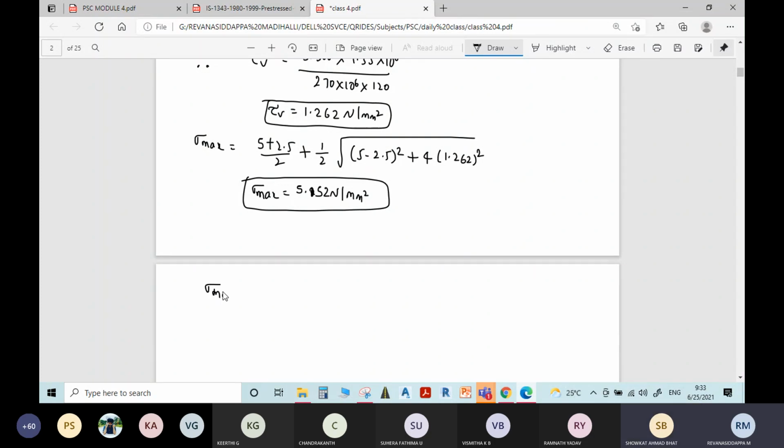Sigma minimum is equal to 5 plus 2.5 divided by 2 minus half of root of 5 minus 2.5 whole square plus 4 into 1.262 square. Okay, by this you get sigma minimum 1.97, right? 1.98, sir, by rounding off.